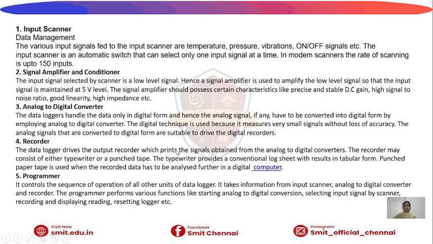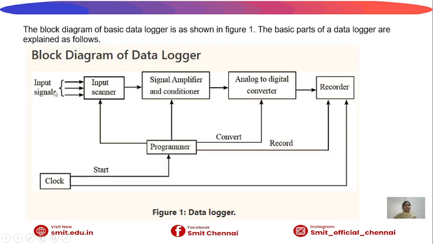This is a small topic only. This is the input signal, the input scanner. The input scanner gets some signals, and that signal goes to the signal amplifier and conditioner. Here the noise will be reduced, and the signal is also amplified and conditioned. Then it goes to the analog to digital converter, where we get a digital output. That digital output goes to the recorder.